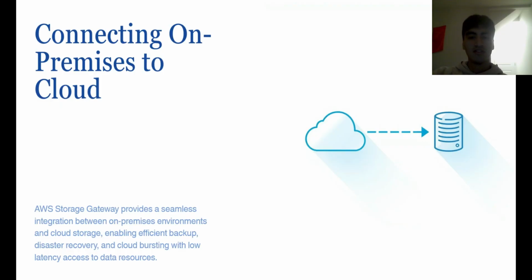Finally, there is Storage Gateway, which connects on-premises environments with AWS cloud storage. This is useful for organizations that still use local servers but want to take advantage of cloud benefits. A Storage Gateway creates a hybrid solution, allowing seamless integration between local systems and S3.